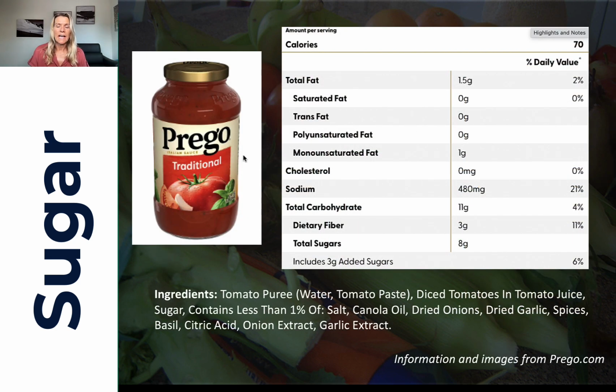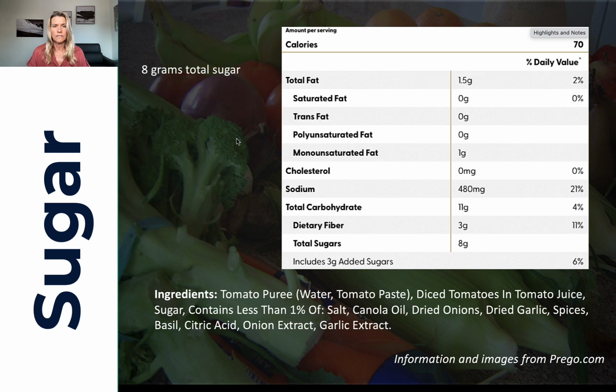Let's take a look at some marinara sauce, Italian pasta sauce. This is Prego brand. We look down at the nutrition facts panel and it says 8 grams of total sugar. So it's all the sugar in one serving. They actually tell us 3 grams of added sugar. Okay, so let's see here. That's 8 grams of total sugar, 3 grams of added sugar. 8 minus 3 is 5. That means there are 5 grams of naturally occurring sugar.